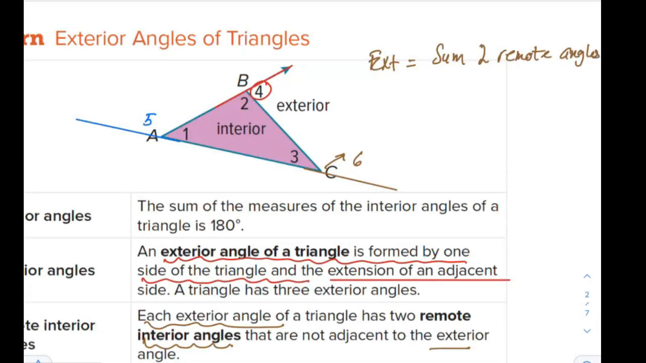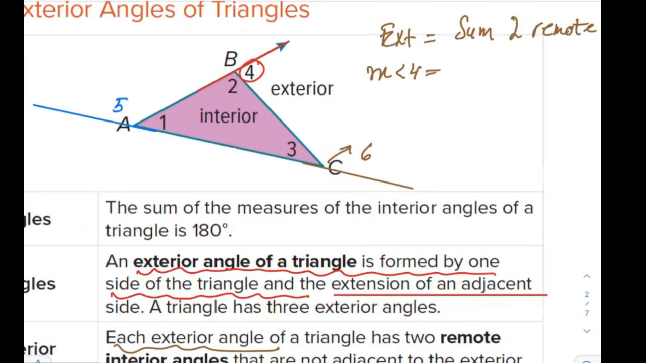Remote interior angles means measure of angle 4 will equal to what? Remote means far away from it, the remote interior angles, which are 1 and 3. So measure of angle 4 is equal to measure of angle 1 plus measure of angle 3.